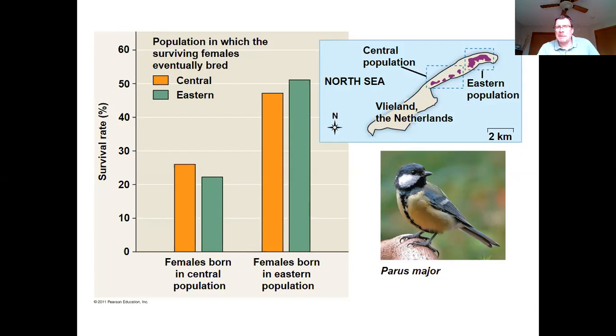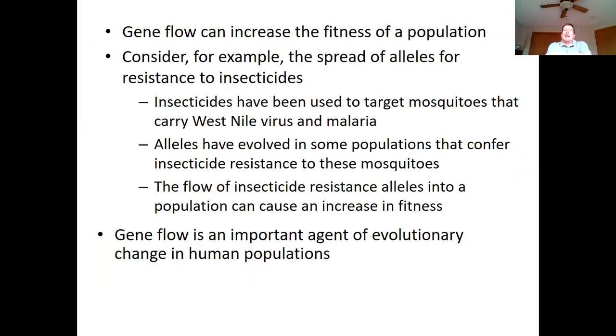All right. Now, gene flow also can increase the fitness of a population. And this, in a sense, fits in with what we talked about with genetic drift and introducing new alleles, like they did with the prairie chickens or they're doing with cheetahs.